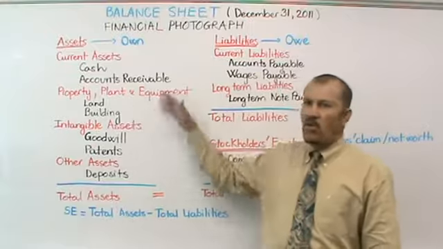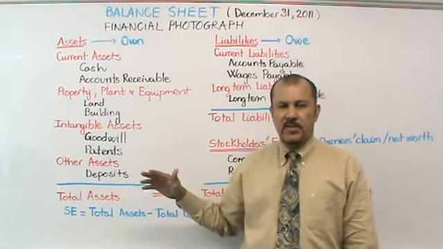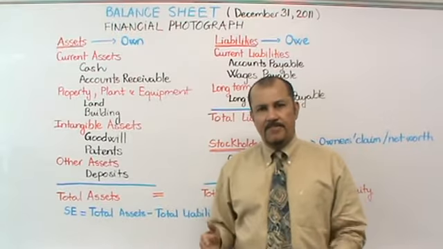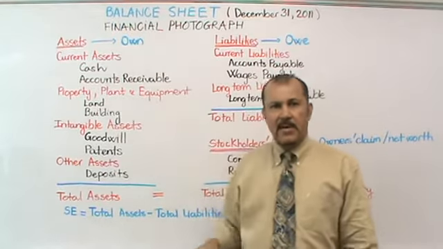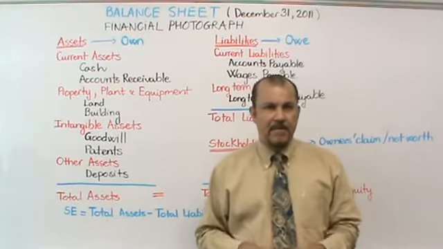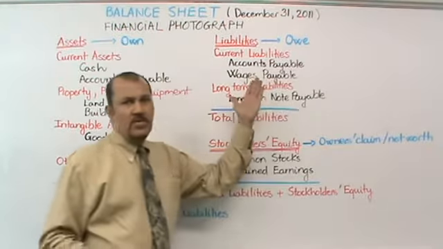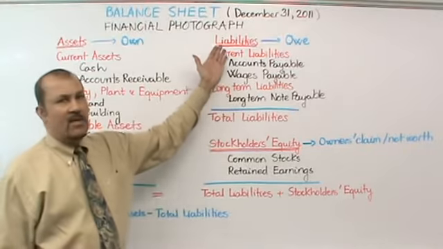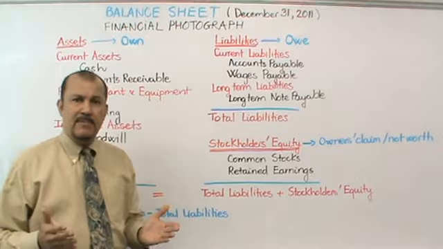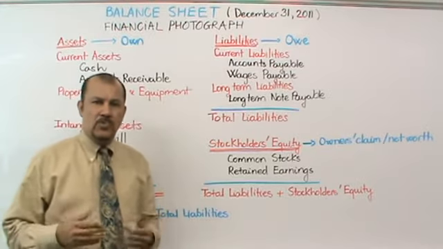So when you add up all of these subsections, that will give you a total asset dollar figure. Okay, so that's a little bit about assets and the different components that make up assets. Then we'll move on to the next section called liabilities. A one-word definition of a liability would be something that the company owes.